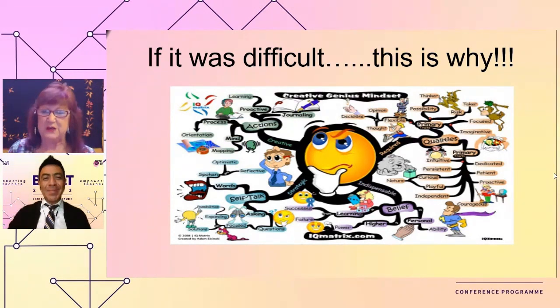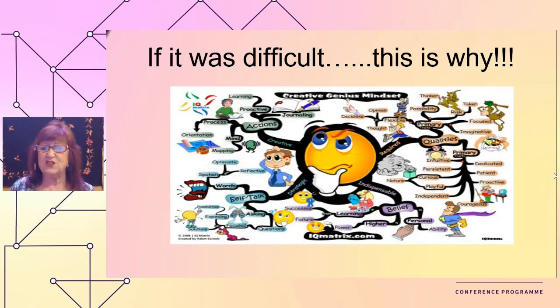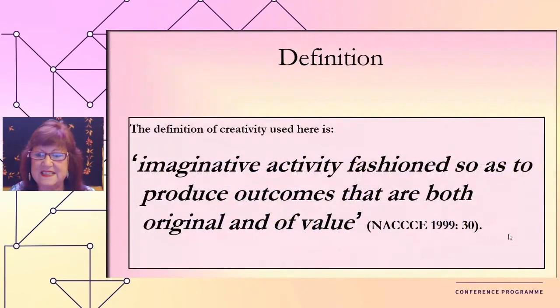If it was difficult for you, this is why. This slide shows you how very complex it is to have a creative genius mindset. In fact, I'm a member of this IQ matrix, and I work a lot on trying to train my own mind and my teachers' minds to be more creative. But it is complex. I'm not pretending it isn't. However, today, the definition we're going to use is imaginative activity fashioned so as to produce outcomes that are both original and of value.